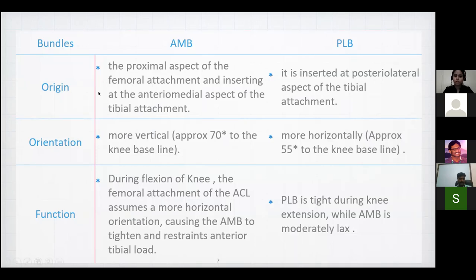Let us see the origin of AMB. Both originate from the same place, the proximal aspect of the femoral attachment. The AMB inserts at the anterior medial aspect of the tibial attachment, while the PLB is inserted at the posterolateral aspect of the tibial attachment. Orientation: AMB is more vertical and PLB is more horizontal. That's why AMB is more functional during flexion of the knee. The femoral attachment of ACL assumes a more horizontal orientation, causing the AMB to tighten and restrain the anterior tibial load. PLB is horizontal, so it is tight during extension of the knee, while AMB is moderately lax during extension.